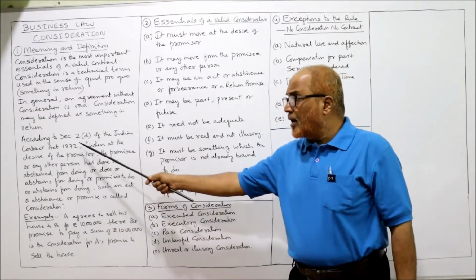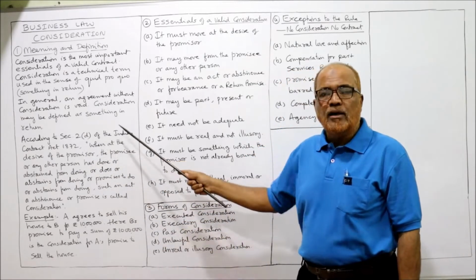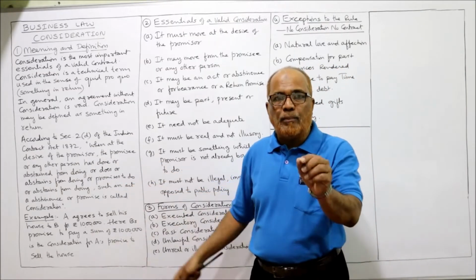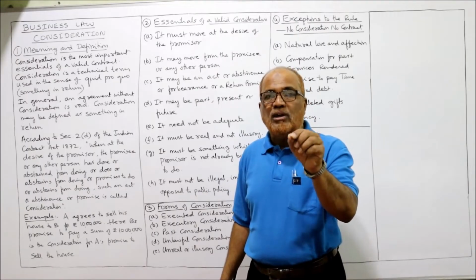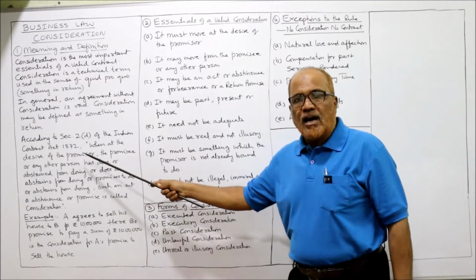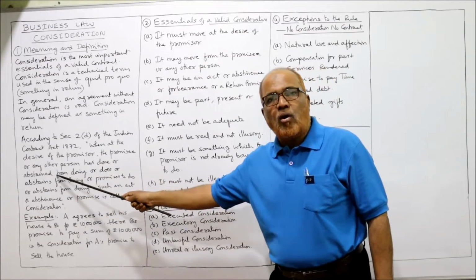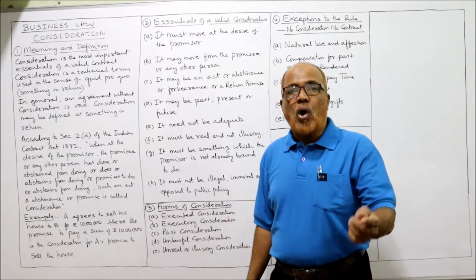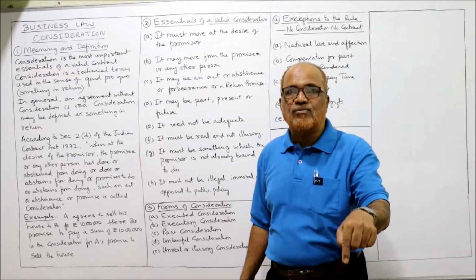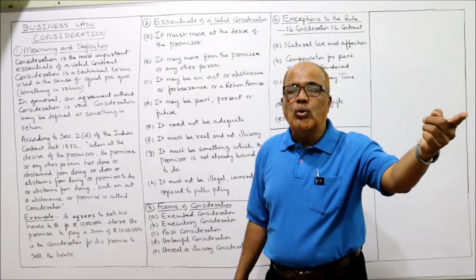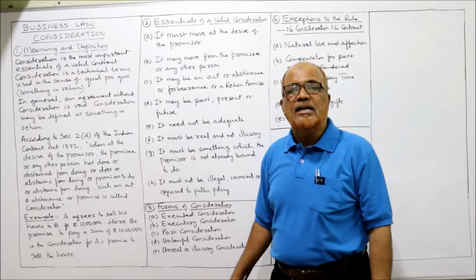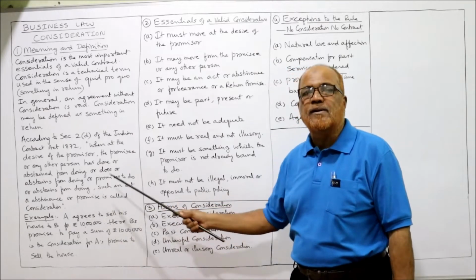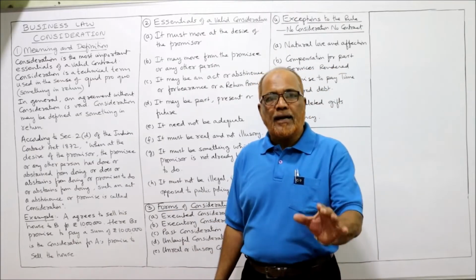So according to section 2(d) of the Indian Contract Act, when at the desire of the promisor, remember, again I am stressing on the words, when at the desire of the promisor, the promisee or any other person has done or abstained from doing, or does or abstains from doing, or promises to do or abstain from doing, such an act or abstinence or promise is called consideration. Again, I repeat.